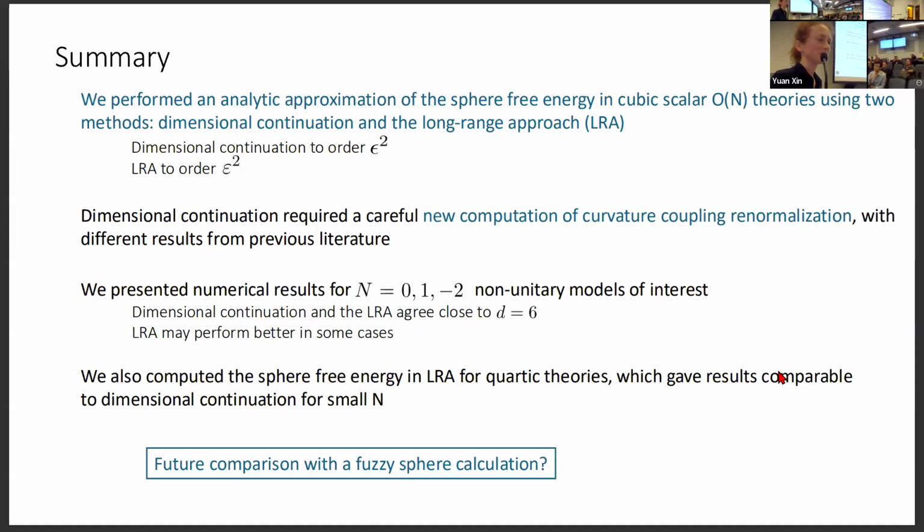For this long range approach, do you get values for only integer dimensions, or is it possible to get results for all dimensions? You have to be in a fixed dimension. I guess it's possible to consider a fixed non-integer dimension, but we're interested in integer dimensions here.